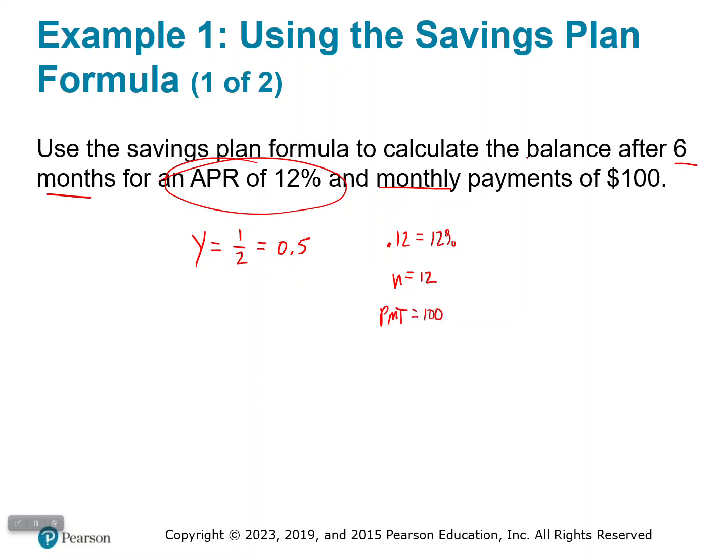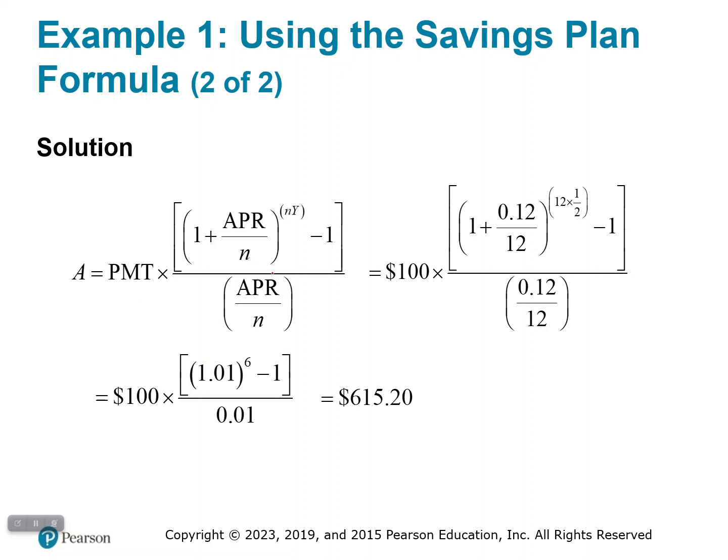So we extract these words that guide us to the values that we're going to need. Here we go. Our formula is payments of $100 times parentheses, double parentheses, 1 plus 0.12, our APR, over monthly. Right? Notice the 1 is not in the denominator. Decimal divided by monthly, to the power of monthly for half a year, right? Only the 6 months, minus 1, over monthly, 12% monthly.